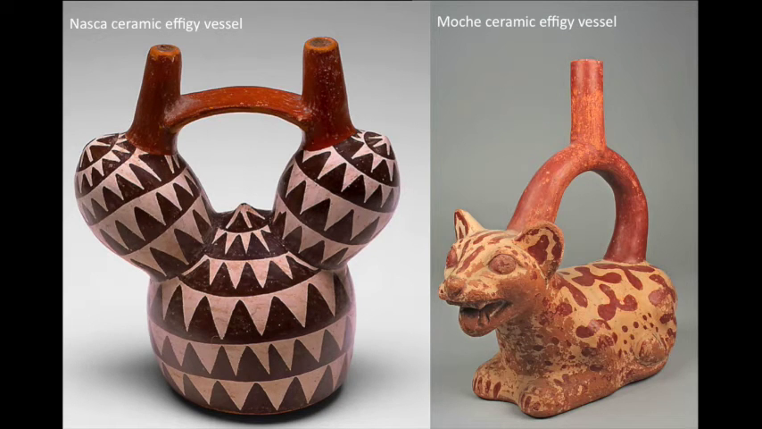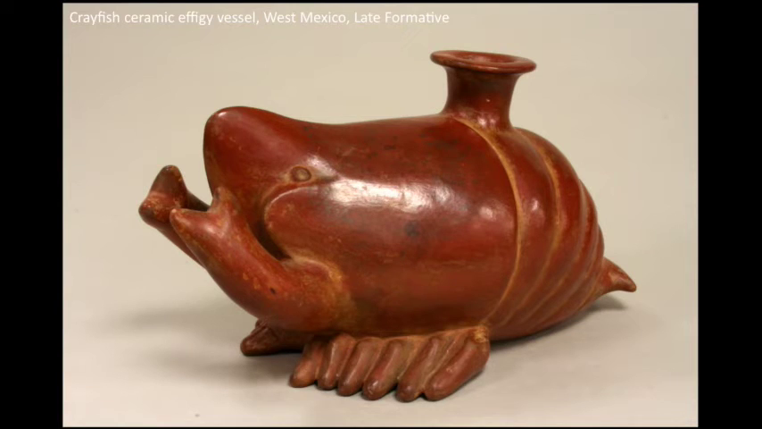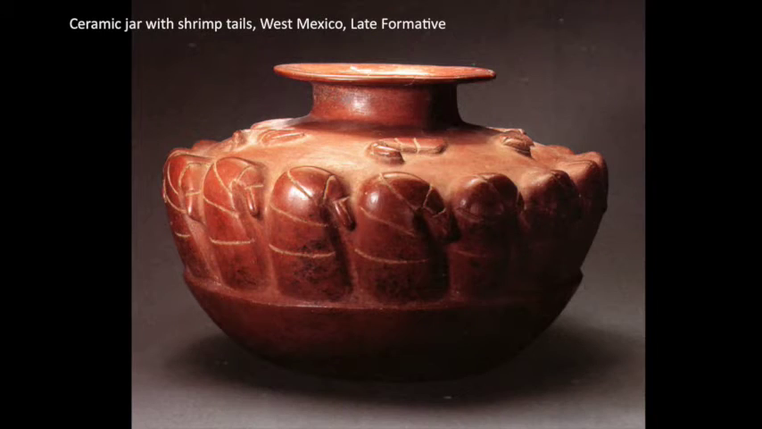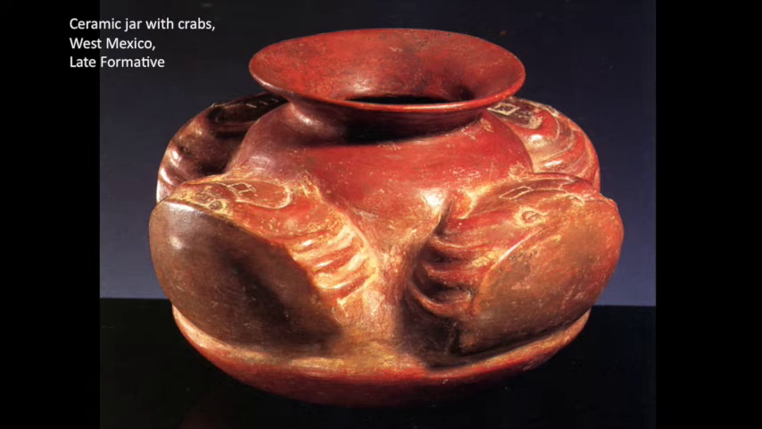Earlier this semester, we saw how both the Nazca and the Moche in the Andes created effigy vessels shaped like plants and animals. So did the West Mexicans. Many of these effigies depict food sources. This one shows a crayfish. This one shows a turtle. Here is a jar with tasty shrimp tails running around it. And this one has 4 crabs.